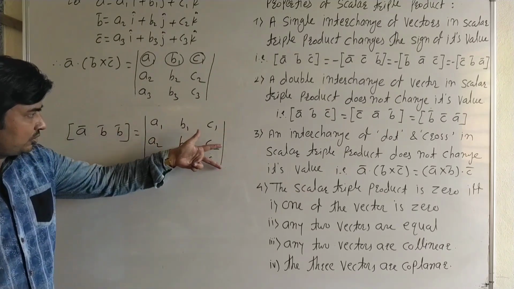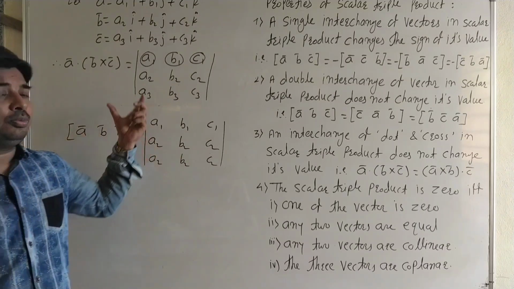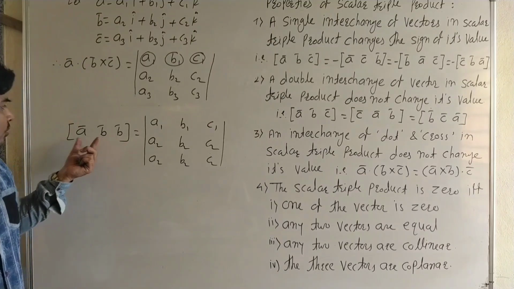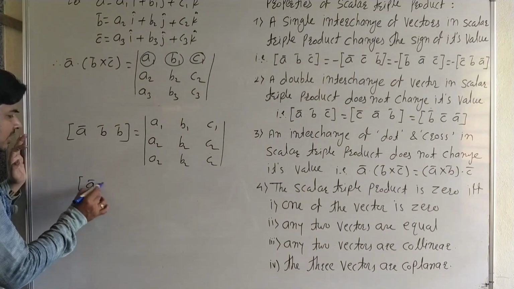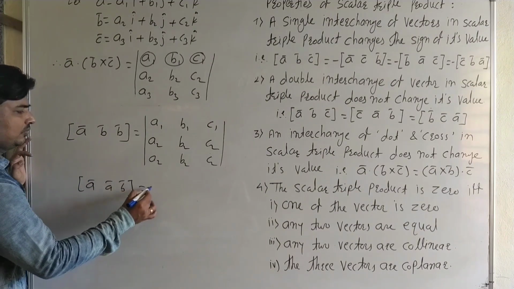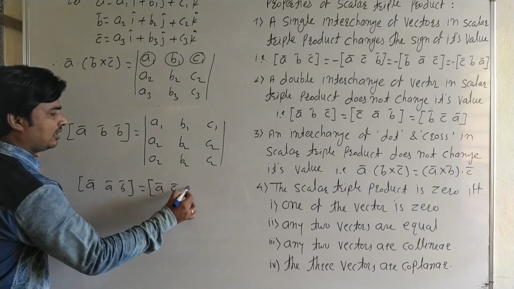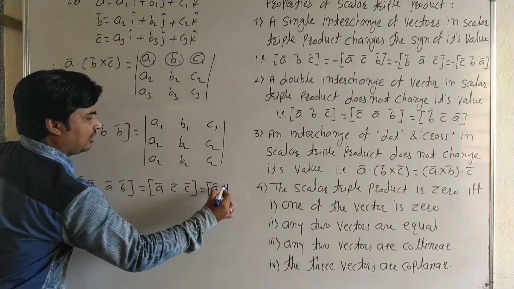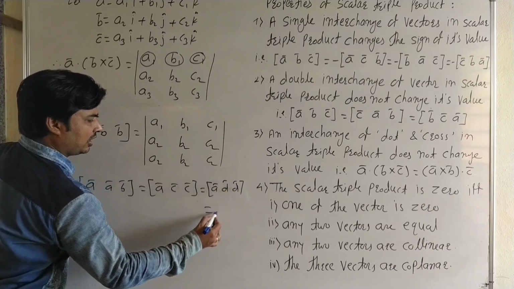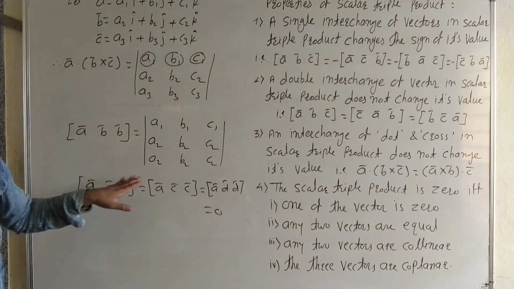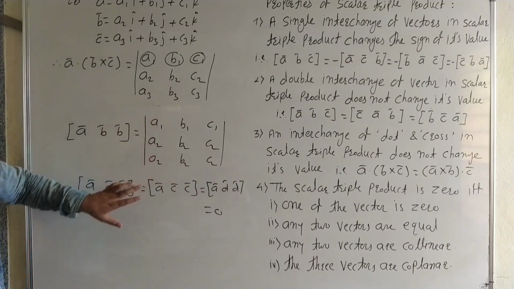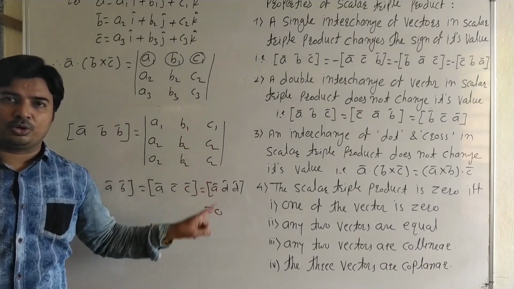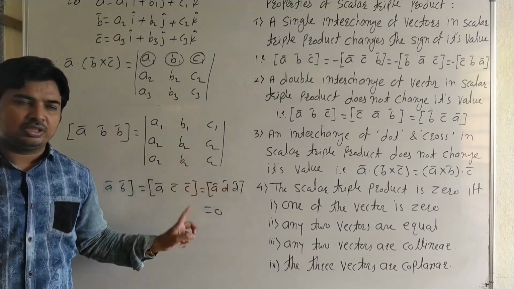Here any two rows, that means any two vectors out of the three vectors in the scalar triple product, any two vectors, if a bar and b bar, if a bar c bar, if b bar c bar, any two rows are equal, then the triple product is 0. Okay, see carefully. If any two vectors are equal in a scalar triple product, then the triple product is 0.